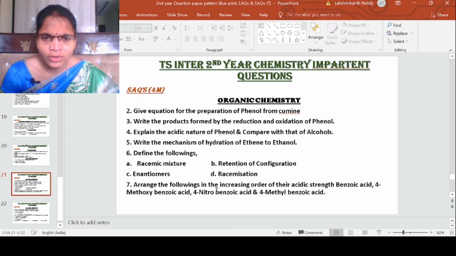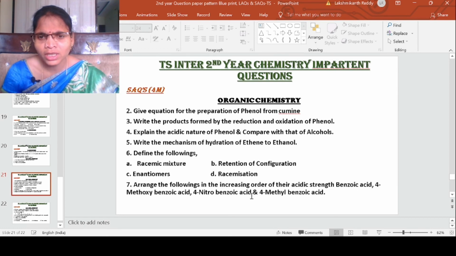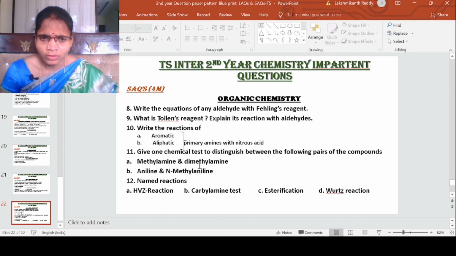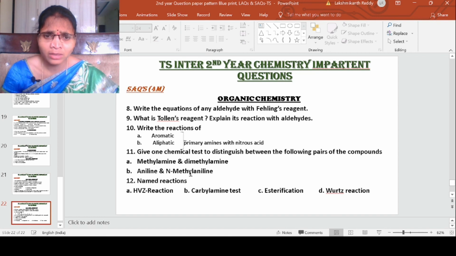Okay, so arrange the following in increasing order of acidic strength: benzoic acid, 4-methoxybenzoic acid, 4-nitrobenzoic acid, and 4-methylbenzoic acid. Okay, next remaining questions: write the equation for any aldehyde with Fehling's reagent. What is Tollens reagent? Reaction with aldehydes. Aromatic and aliphatic compounds react with primary amines, so write the reaction for that. Give one chemical test to distinguish the following: methylamine, dimethylamine. How to distinguish aniline and N-methylaniline.